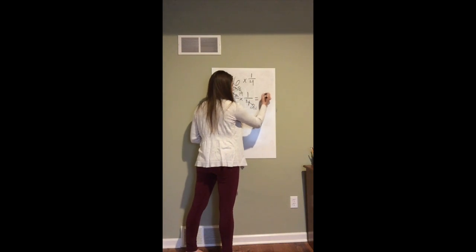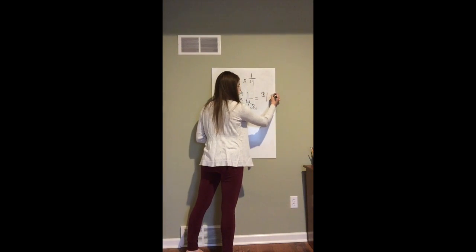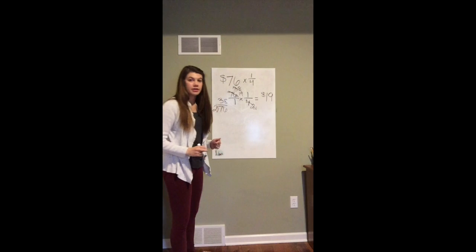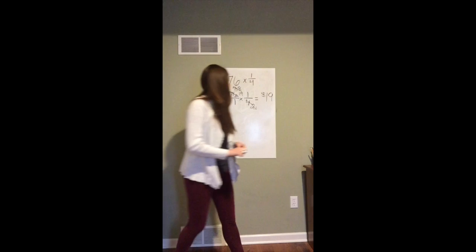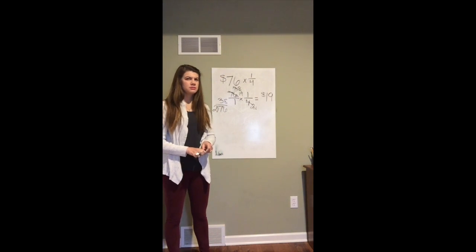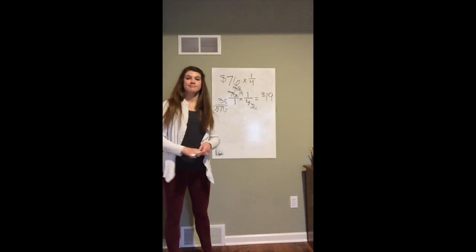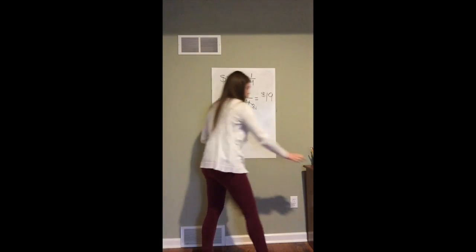So the answer would be $19. He saves $19. 1/4 of 76 would give you 19. Okay, moving on.